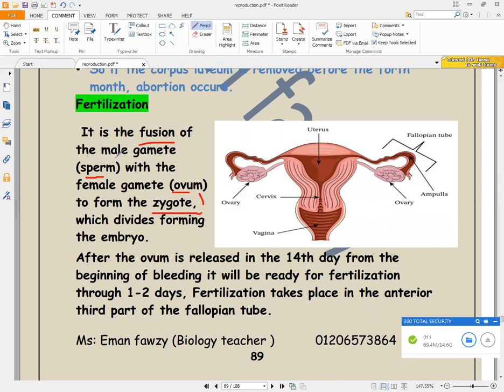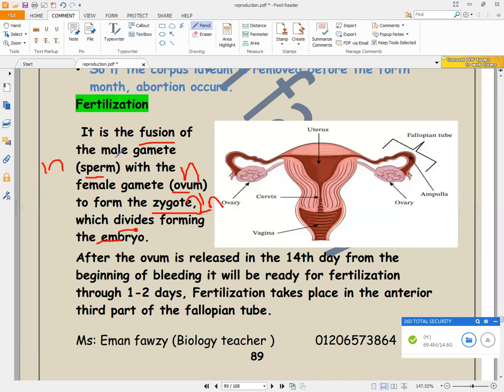You know that the male gamete contains n number of chromosomes, and also the female gamete, or the ovum, contains n number of chromosomes. So if we form a zygote, the number of chromosomes will be 2n. So it's called the diploid number, which divides forming an embryo. And the division here will be several mitotic divisions.